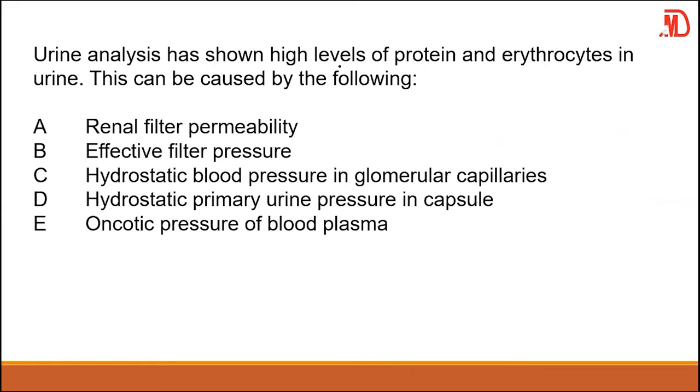Urine analysis has shown high levels of protein and erythrocytes in the urine. This can be caused by the following. So first of all, are we supposed to see proteins and red blood cells in the urine? No. So if you start seeing it, what does it mean? Renal failure or glomerulonephritis. But what happens to the permeability? It's increased. That means the holes have opened up, isn't it? So things just enter anyhow.